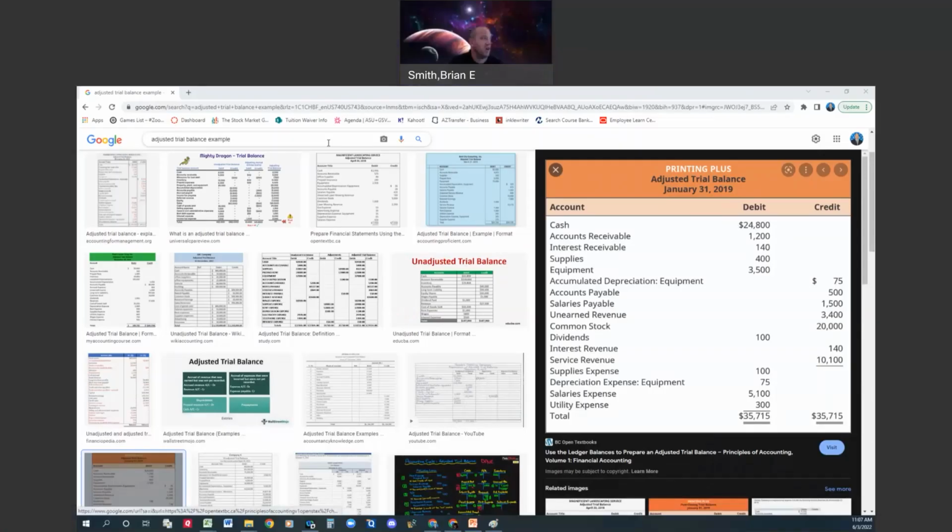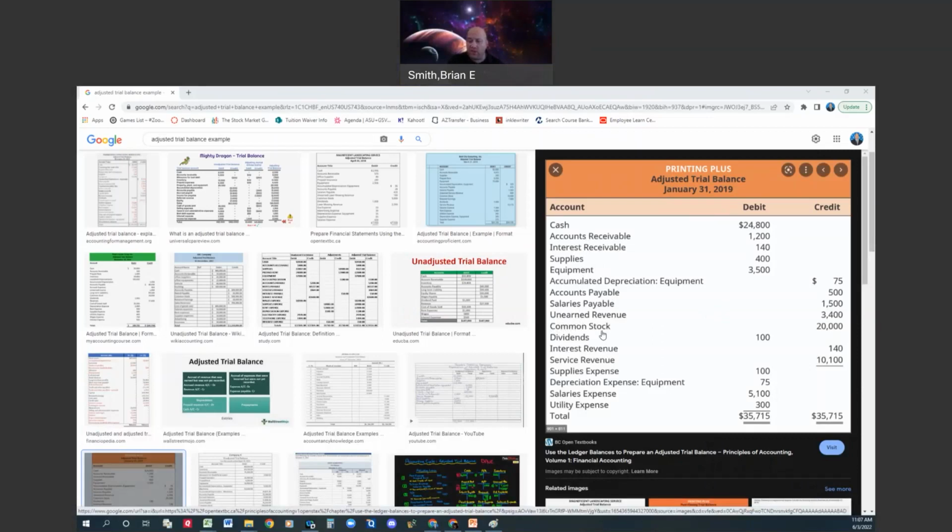What I'm going to do is share my screen. I want to show you what I have done, and I've done it in advance just because I wanted to make sure that this was as efficient as possible. So I did a Google search of adjusted trial balance example, and I found this one. We're gonna use it, but there's only a couple things we're gonna have to adjust here.